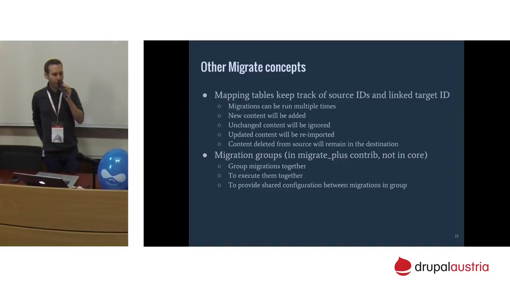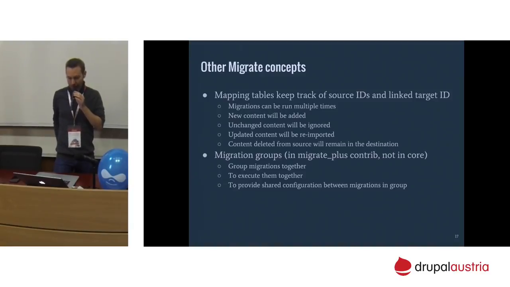Okay, some other concepts that are available in Drupal 8 core through the Migrate module. Mapping tables, you will know these from Drupal 7 Migrate. So basically, these keep track of the IDs in your source and the appropriate ID in your Drupal 8 destination site, which allows you to run migrations multiple times. And if your source data has changed, it will update it in your Drupal 8 installation. Or if new content is added in your source, then things will get added afterwards if you rerun the migration. And also important to know that if content gets deleted from the source, it will remain in the destination, so it will not be deleted.